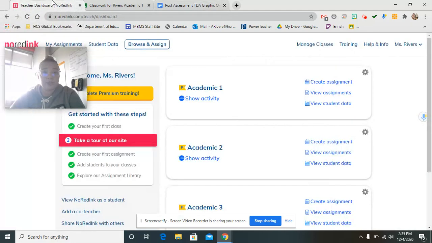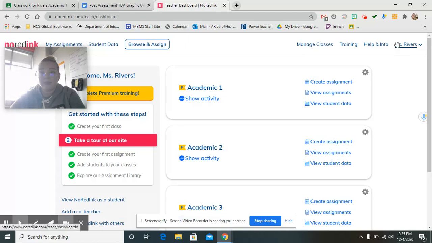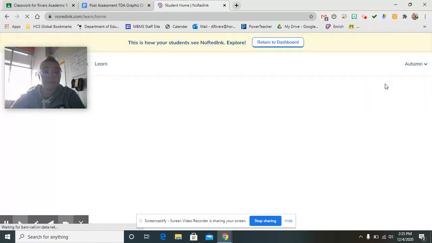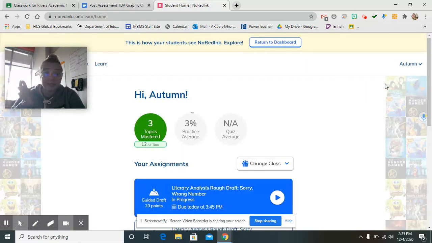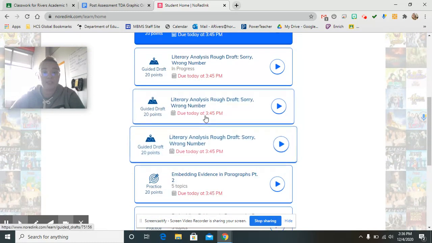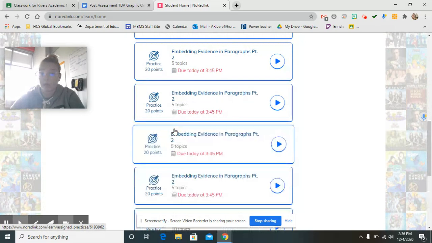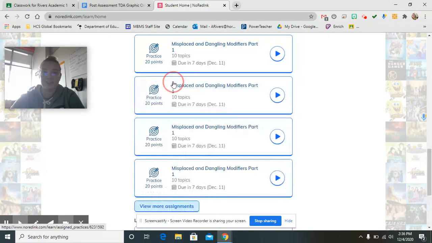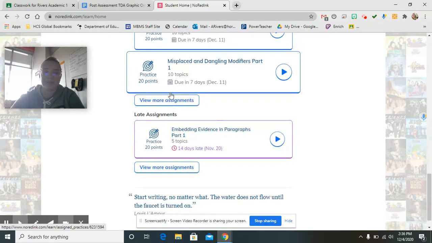I'm going to switch over to NoRedInk right now, and I'm going to switch it to Student View. My NoRedInk looks a little bit different than yours because every time I assign something, I assign it 4 times because it assigns itself individually to each class. So you will see that I have 4 copies of each assignment that you only have 1 of. Don't get overwhelmed. Don't think you have a million things due in NoRedInk.